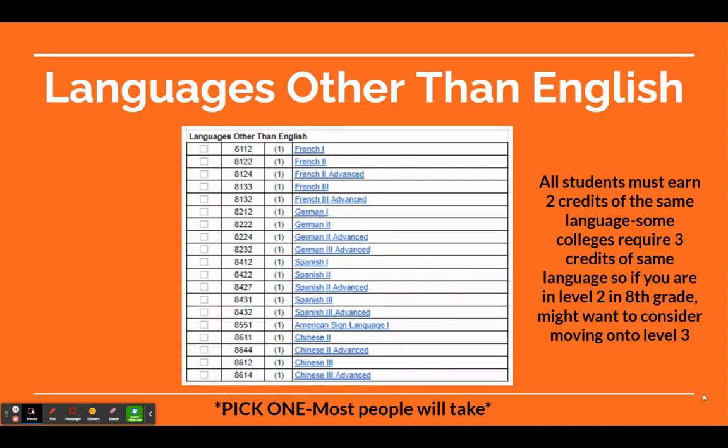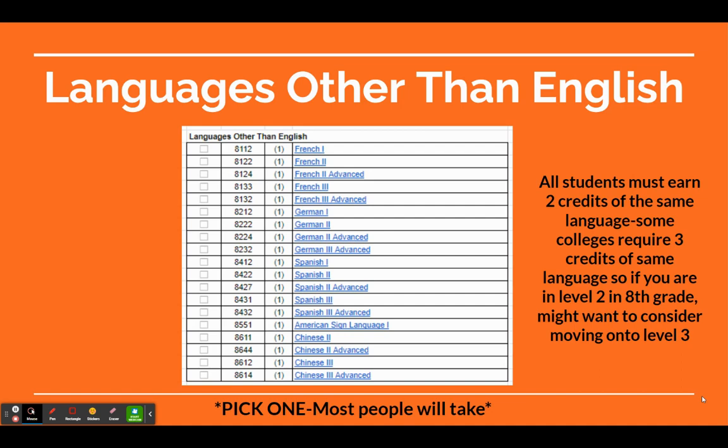Languages other than English. So every student must earn 2 credits of the same language. So if you sat in French 1A and French 1B in middle school, you're going to be taking French 2 next year or French 2 Advanced. When students ask, well, what's the difference between a level 2 and a level 2 advanced when it comes to a language, it's the amount of English spoken. The advanced classes will have very little English spoken in those classes, so something to think about.